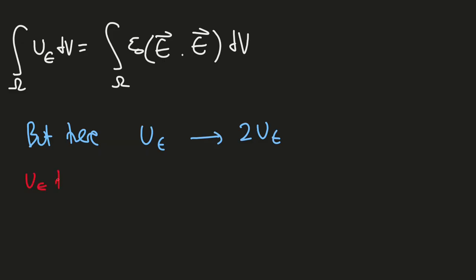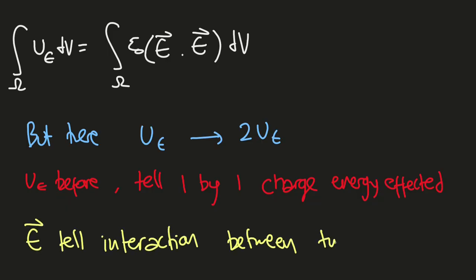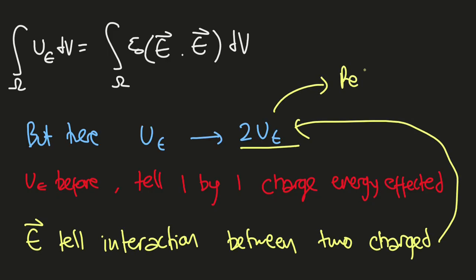Why? Because U_E before tells us the energy effect of charges one by one. But by the definition of work here, work only exists if there is an interaction, which U_E tells us about between two charges. So here we need to redefine it with a factor of two, because the energy between two charges is a similar amount to that of one charge.